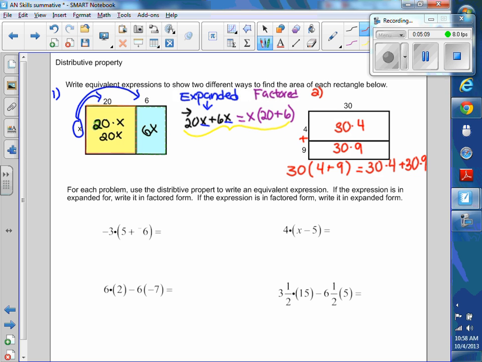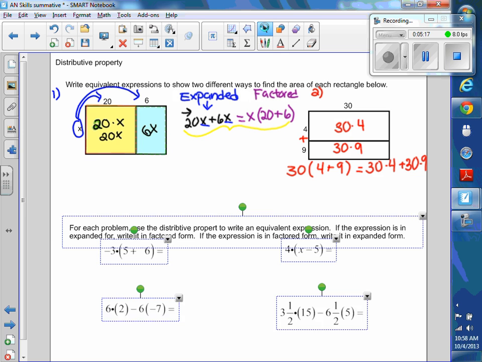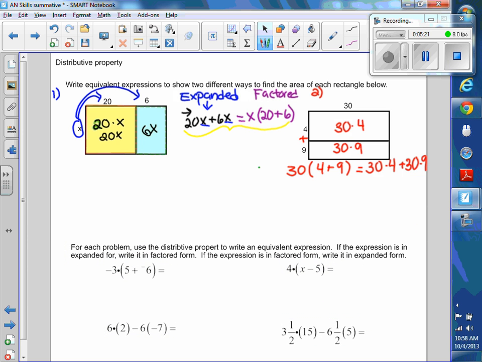On this one, I could even calculate the value of the left side and the right side using order of operations. So this is parentheses first, so this is 13 and 30. And 30 times 13, what's 30 times 10? 300. And then 30 times 3? 90. So this is 390. And now order of operations on the right side says do 30 times 4 first, because multiplication comes before the addition. So 120 plus 30 times 9, 270. And when I add 120 and 270, I get 390. So it does work both ways.